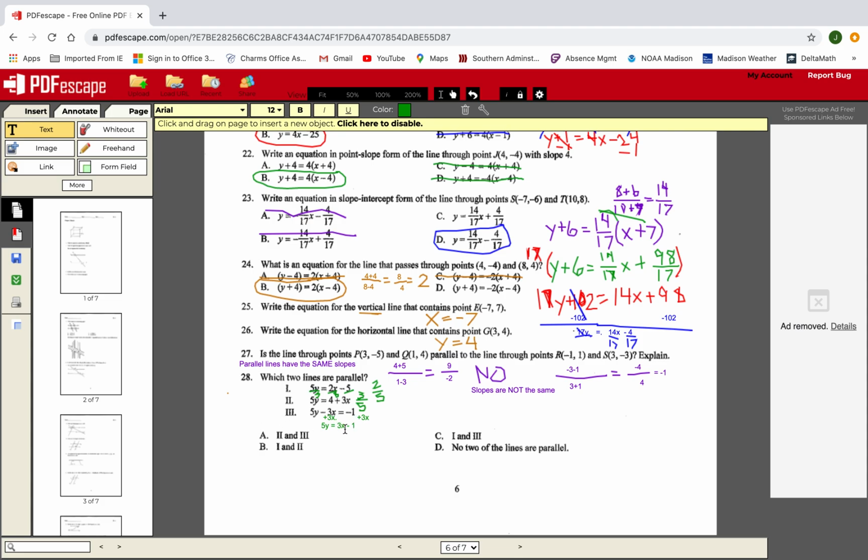You guys notice something? I have a 3x here that's getting ready to be divided by 5. So I am going to have another slope of 3/5. So this one's also a slope of 3/5. The long and the short of it is that your slope of 3/5 here and the slope of 3/5 in the second one show you that those 2 lines are in fact parallel. So 2 and 3, same slopes, which is answer A.